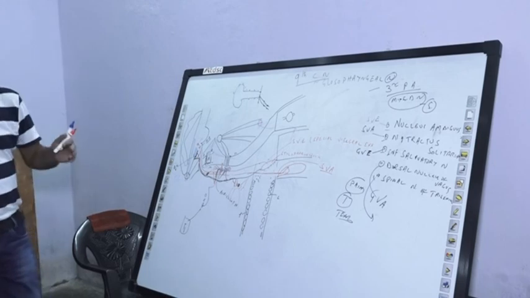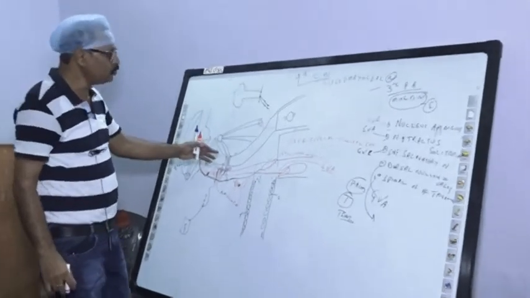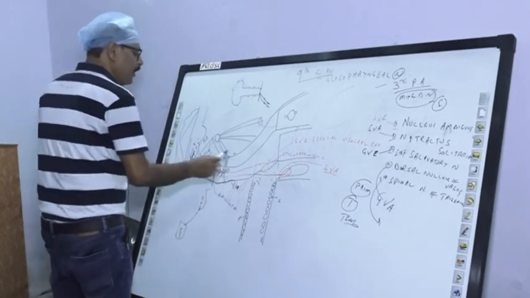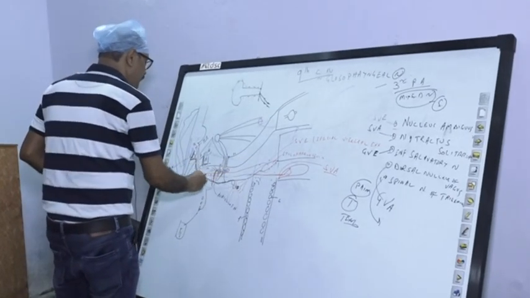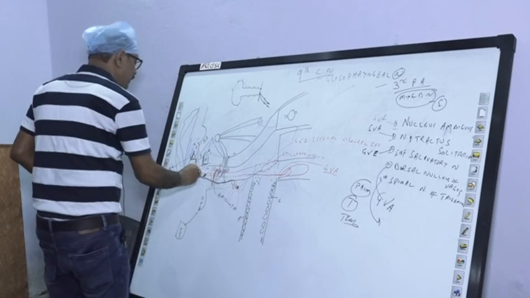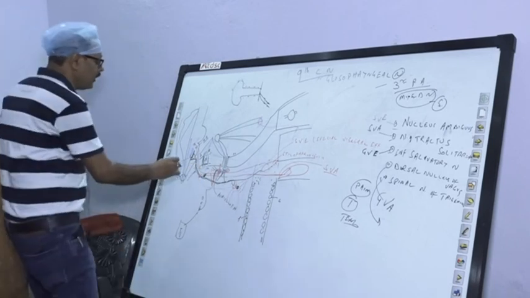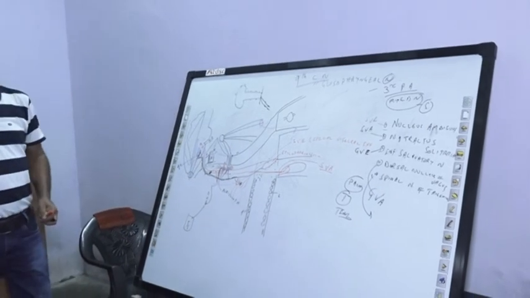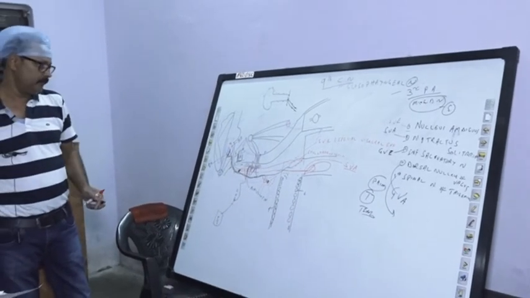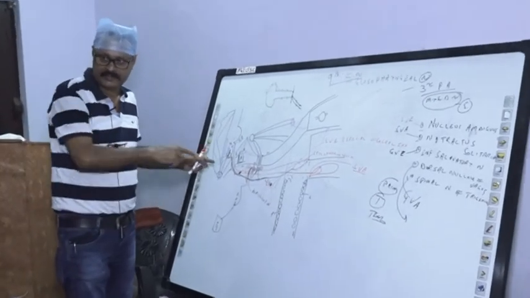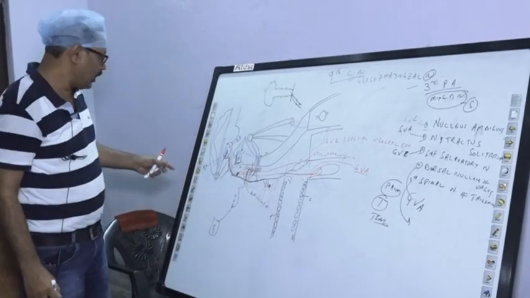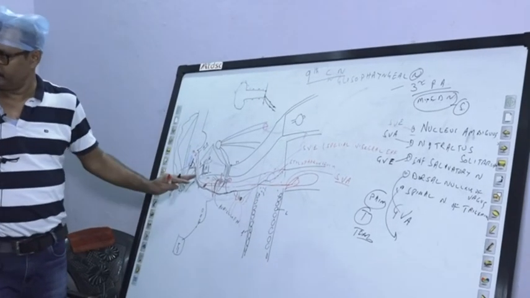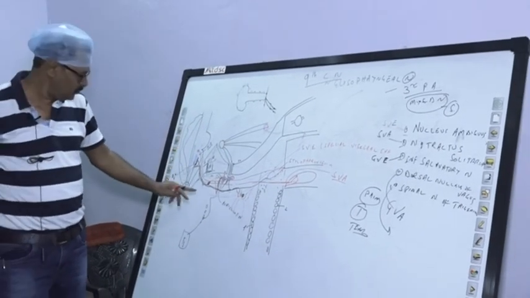The proprioceptive impulses and also from the stylopharyngeal region, this fiber comes backward and forms the superior ganglion over here, and from here the fiber reaches the spinal nucleus of the trigeminal nerve. So this is the spinal nucleus of the trigeminal nerve. Is that clear to you?